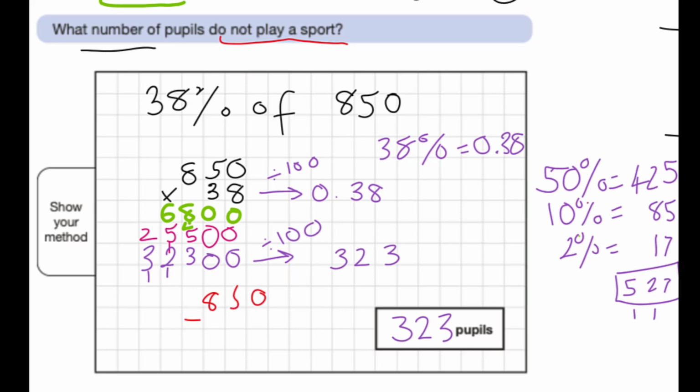And then if I did 850 subtract 527, I can't do 0 take away 7, so that becomes a 4. 10 take away 7 is 3, 4 take away 2 is 2, 8 take away 5 is 3. Look, I have the same answer.